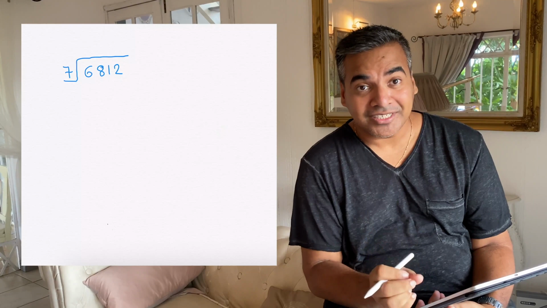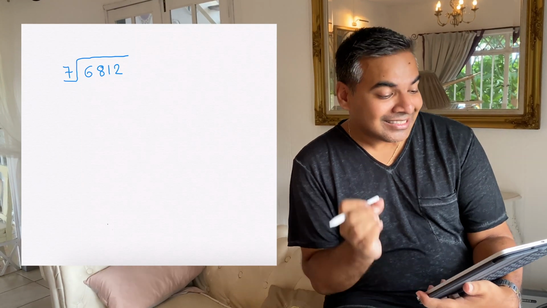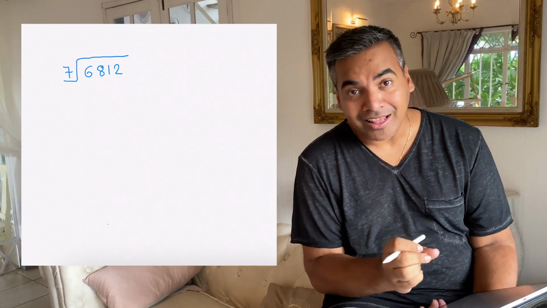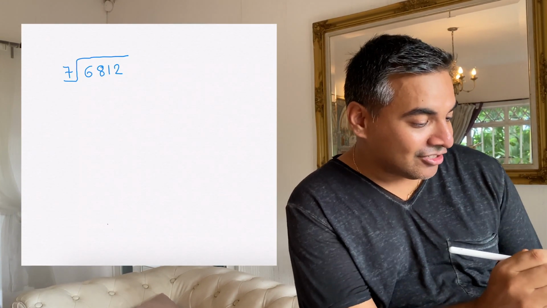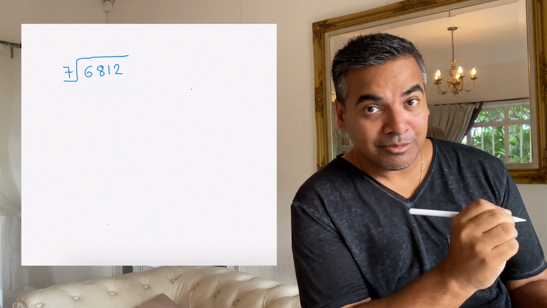All right, so the worked example that I have for you is 6,812 divided by 7. So step number 1, we have to write down our multiplication tables for the small number, which is number 7. To the right hand side of the page, you're going to be writing the table of 7.